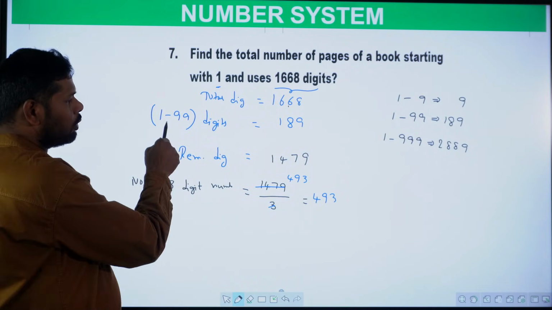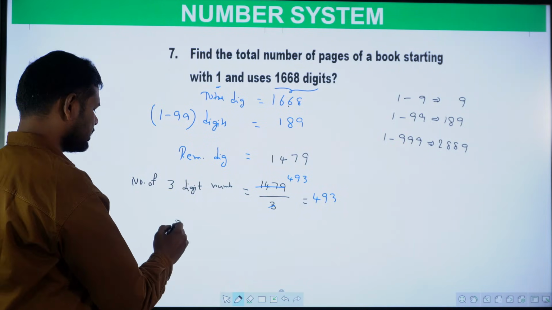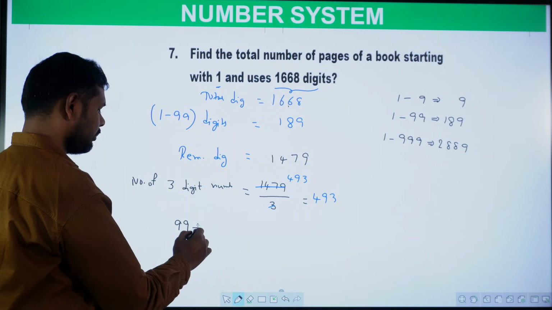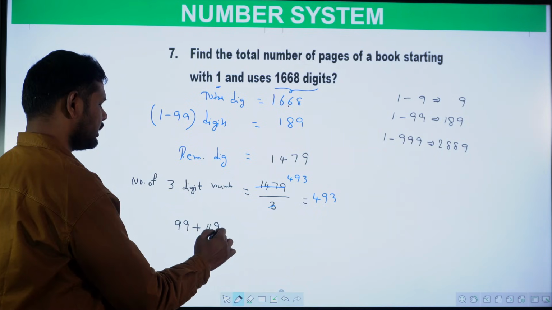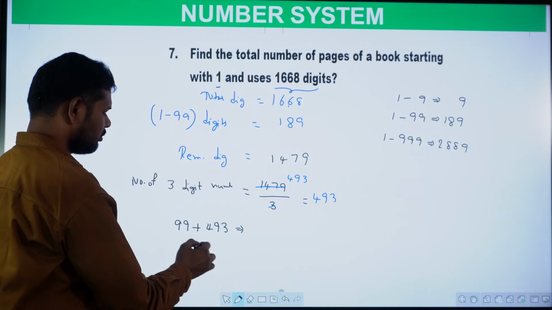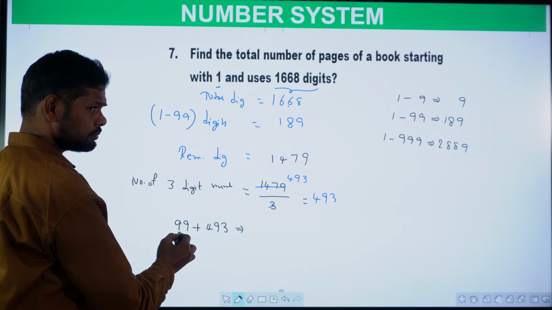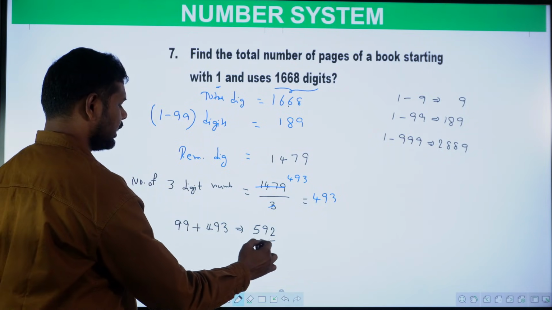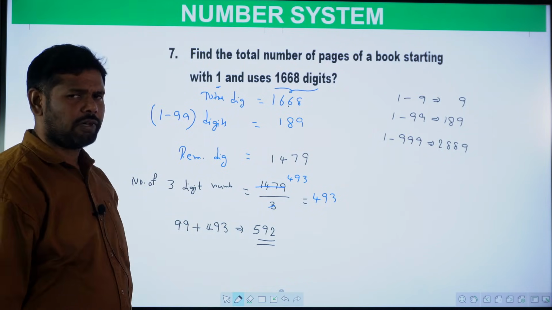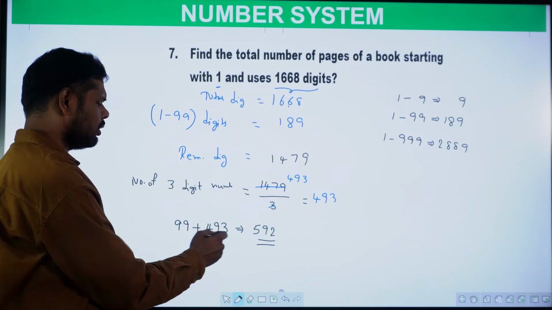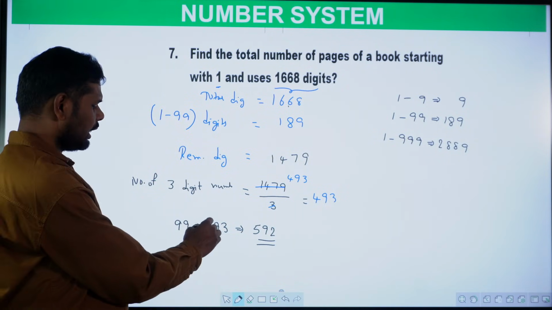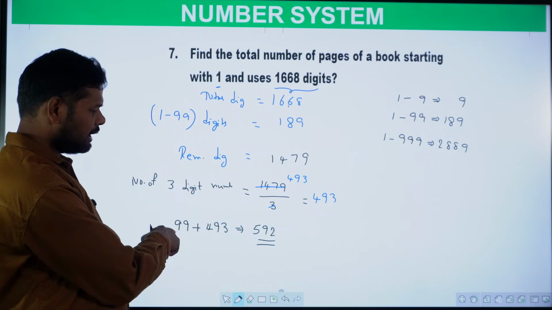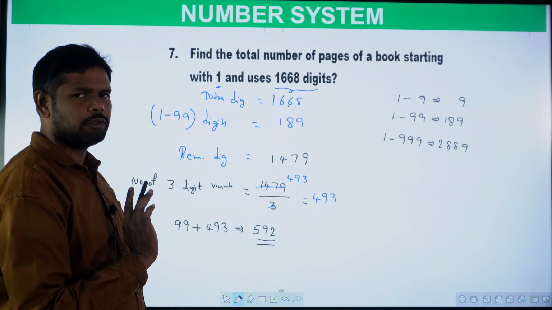Already 1 to 99 numbers are there, so we just add this 493: 100 plus 493 means 593. Again you subtract 1, so 592. That's it. Otherwise you go for the normal case: 493 plus 100 is 593, but 1 less than that, so I subtract 1, and 592 is the answer.